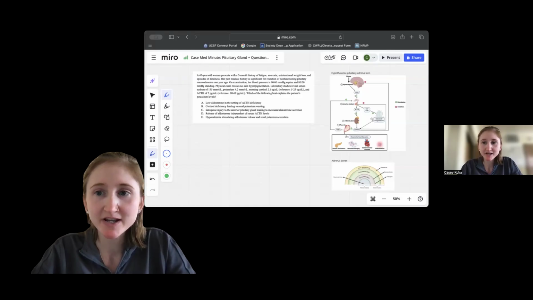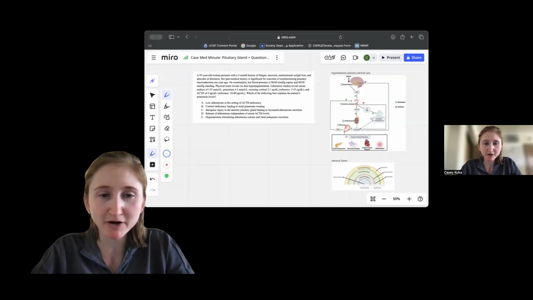So let's jump in. We have a 45-year-old woman presenting with a 3-month history of fatigue, anorexia, unintentional weight loss, and episodes of dizziness. Her past medical history is significant for resection of non-functioning pituitary macroadenoma 1 year ago. On exam, her blood pressure is 90 over 60 millimeters of mercury supine, 80 over 50 millimeters of mercury standing. Physical exam reveals no skin hyperpigmentation.